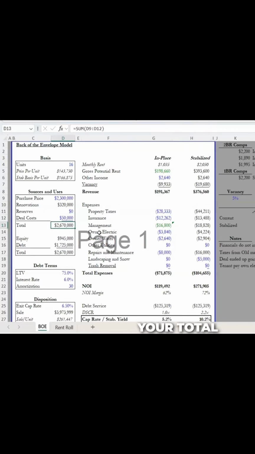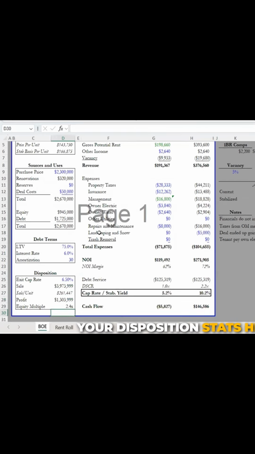So your total sources and uses gets you to 2.7 mil. The equity and debt, we'll ignore for now, right? That really depends on what the details look like. I'll explain why in a second, but for now, we'll just ignore that because you can move those around later on. Same thing with the debt, we'll ignore that as well. And then you just have your disposition stats here, and we'll go to that at the end.